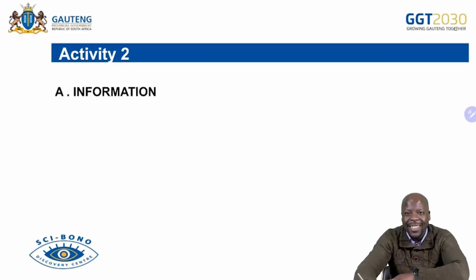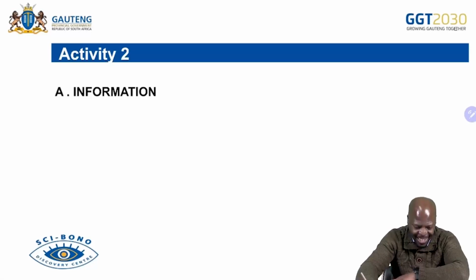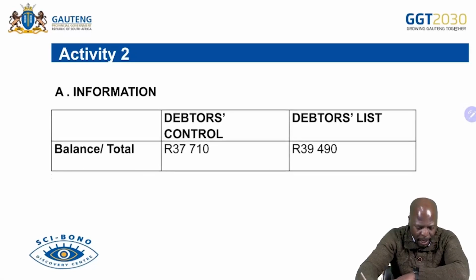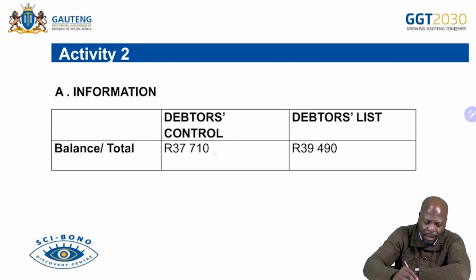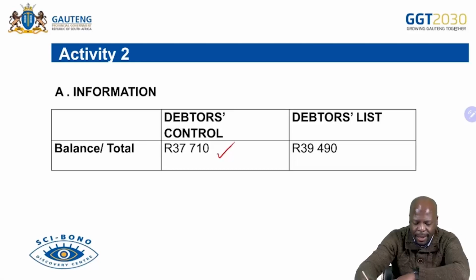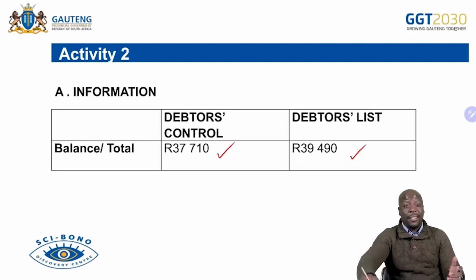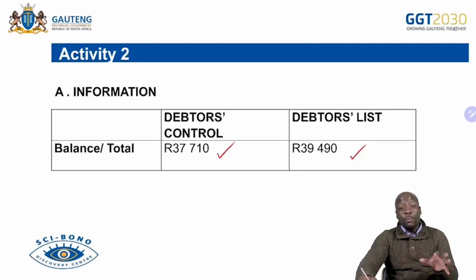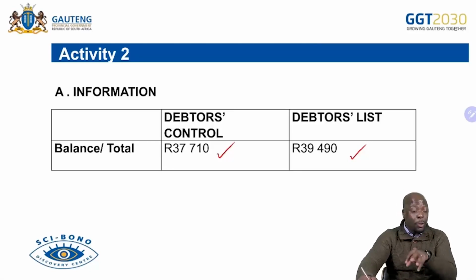Let's quickly go on to the information. It says on A, the balances, debtors control, 37,710. So this is the debtors control balance, and the list is 39,490. So these are the balances. Whatever we're going to be doing has to be based on these balances.